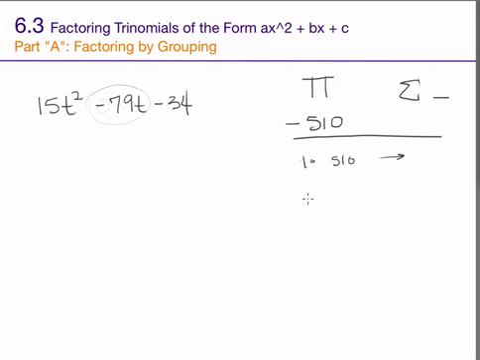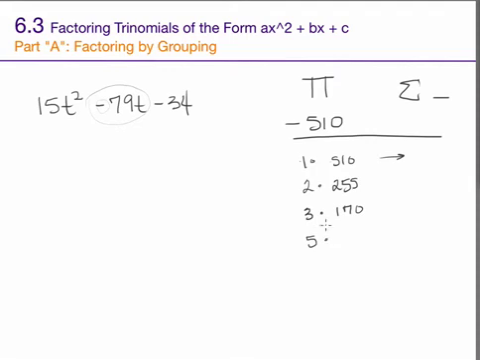So how else can I write 510? I can write it as 2 times 255. I can write it as 3 times 170. 4 doesn't go into 510 evenly. In other words, if I divide 510 by 4, I don't get a whole number, I get a decimal. So that's not going to help me.